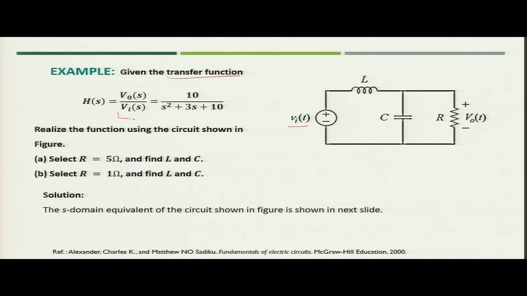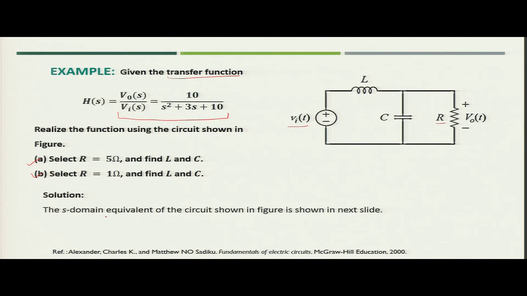So, now we have this transfer function and we have the idea that this would be the circuit. Since we have three unknowns here, R, L and C, we will fix one value, that is R. We will see as we progress with the solution why we are fixing the value of R and finding out the value of C. So, we will take two cases, where R is 5 ohm and R is 1 ohm, and we will try to find out the values of L and C.